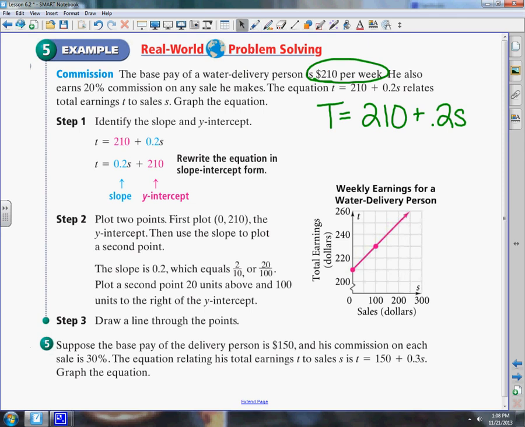So identify the slope and y-intercept. Remember, your slope is the one next to your variable. So slope is here and y-intercept is here. And now they want you to graph this equation. So if I were to graph it, I'd start at 210 and then my slope would be 0.2 over 1. So I'd rise 0.2 and I'd run 1, or 2/10, 2 over 10.